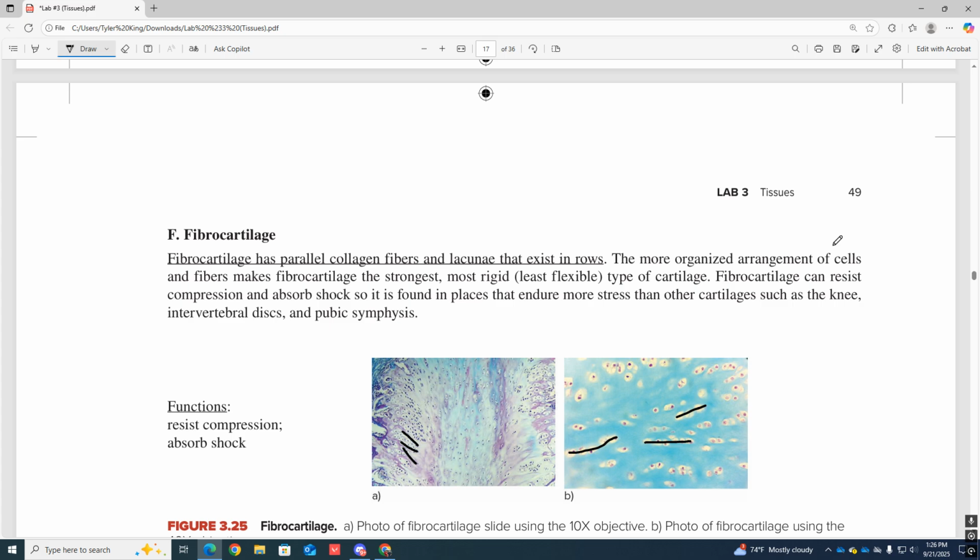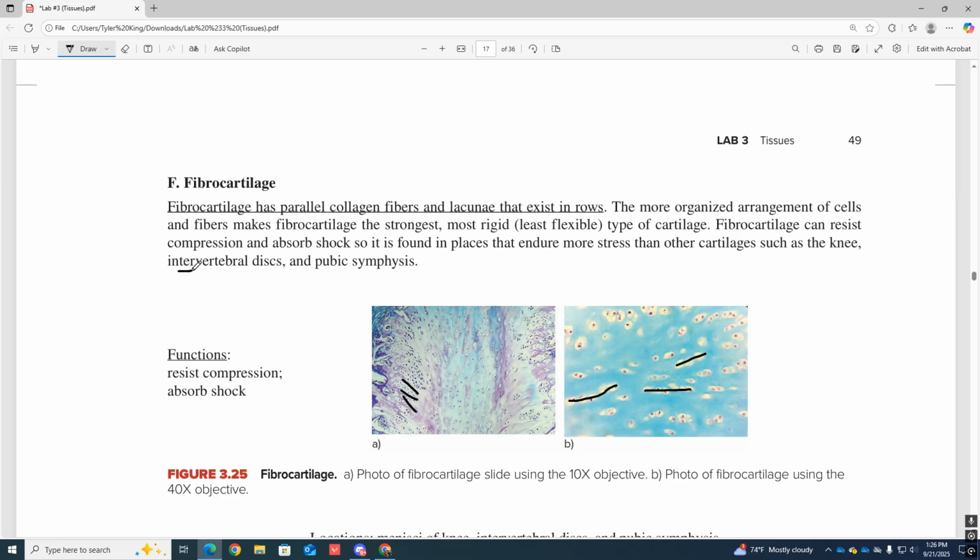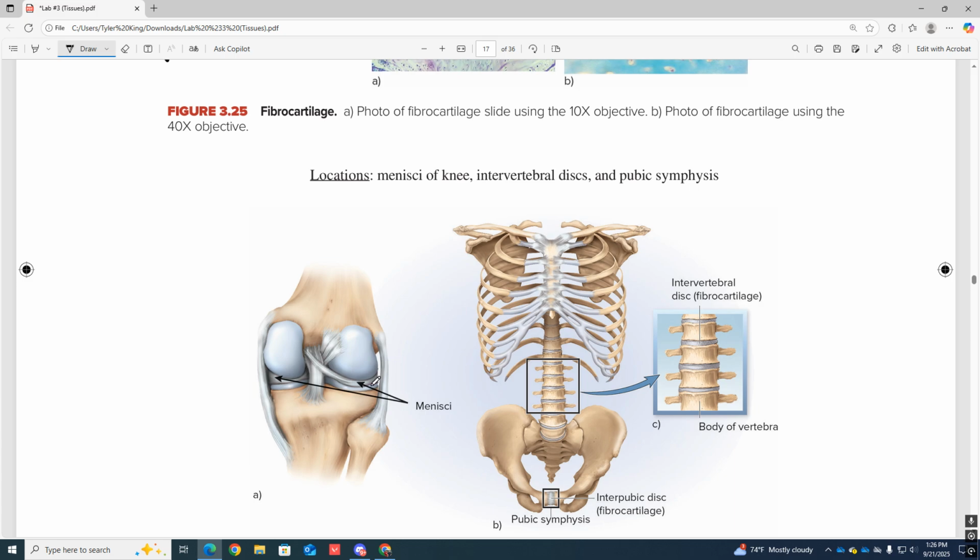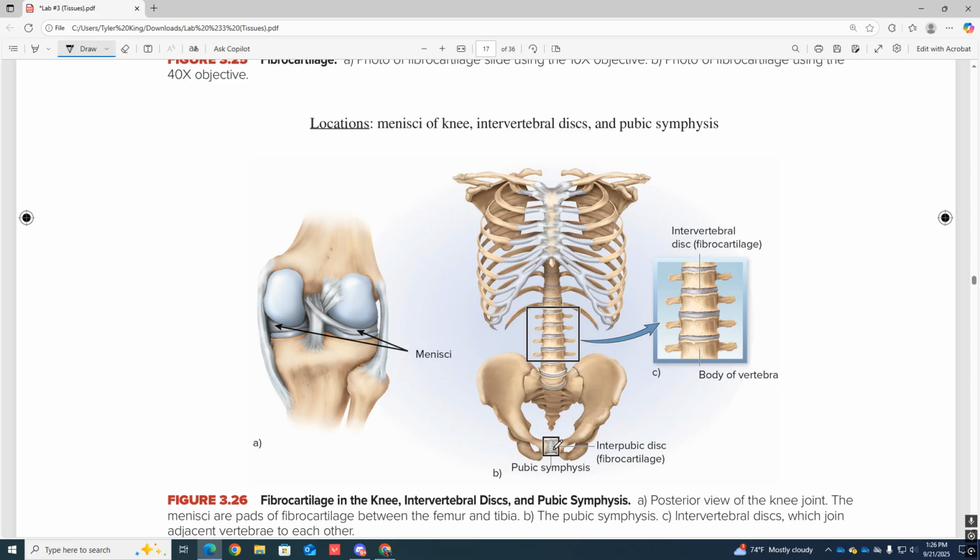The more organized arrangement of the cells and the fibers makes fibrocartilage the strongest, most rigid, and least flexible type of cartilage. It can resist compression and absorb shock, so it's found in many places in our body that endure more stress than others. That would be like the intervertebral discs, the menisci in the knee, and the pubic symphysis, which is a landmark in our pelvis that we'll talk about in the coming weeks. Functions here: resisting compression, absorbing shock, and it gives us the examples: the menisci, the intervertebral discs in between each of our vertebrae, and the pubic symphysis down here.